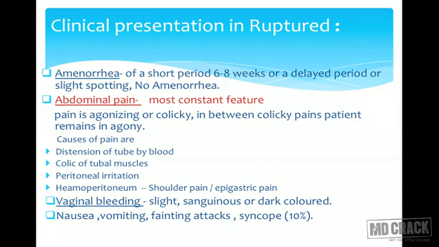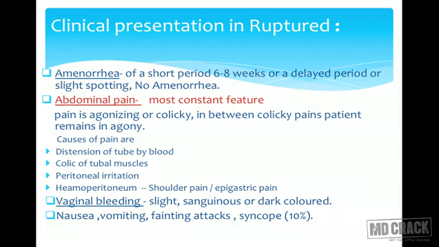There is a typical triad of symptoms. Amenorrhea, maybe of short duration, around 6 to 8 weeks, or sometimes just a delayed menses; she says my menses got delayed by 2 or 3 days. Or sometimes there will not be any history of amenorrhea; she's due, like tomorrow is her expected date. She comes with this variable period of amenorrhea. That is the first symptom. Second, abdominal pain. The most constant feature of ectopic pregnancy is abdominal pain. And third, vaginal bleeding. So this is an important triad of symptoms for ectopic pregnancy.